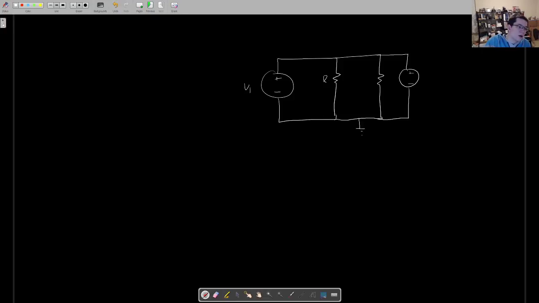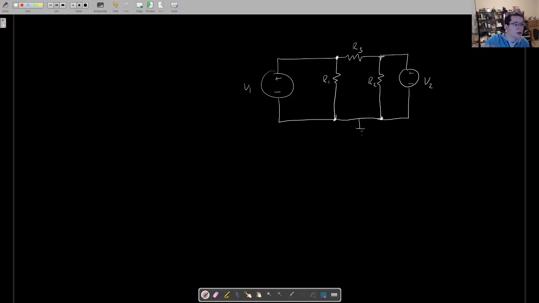This is V1, R1, R2, V2. Still relatively simple as far as circuits go, but I want to work through this with you. We can use a technique called node voltage to solve this. Now, let's talk about what a node means.